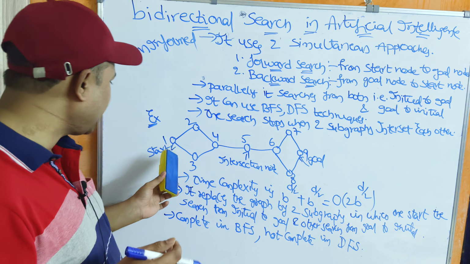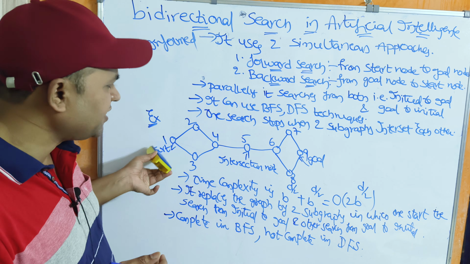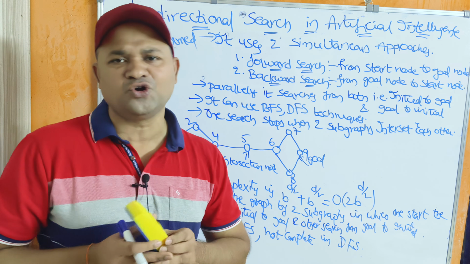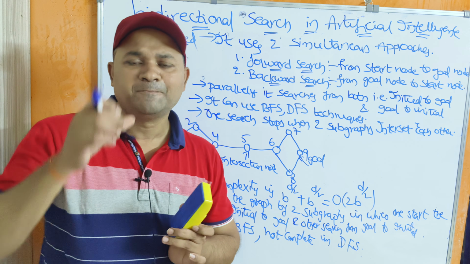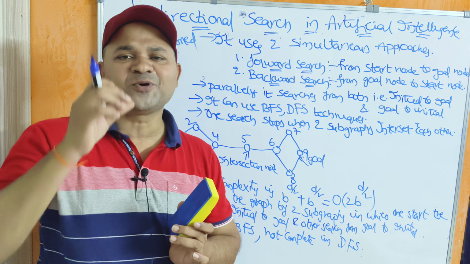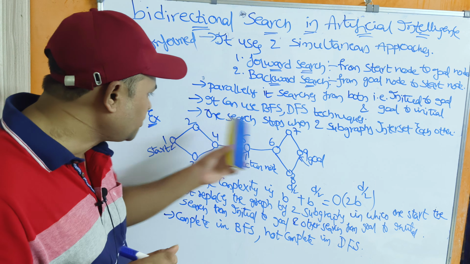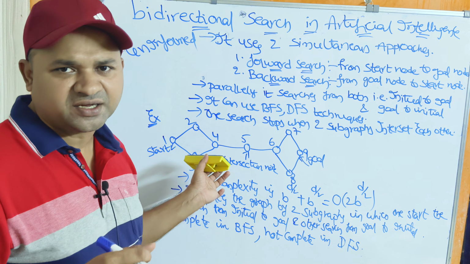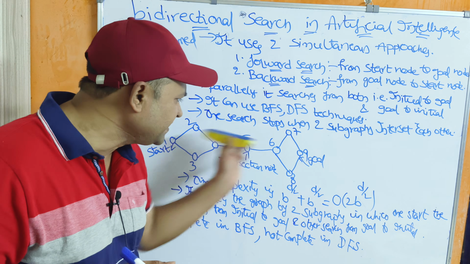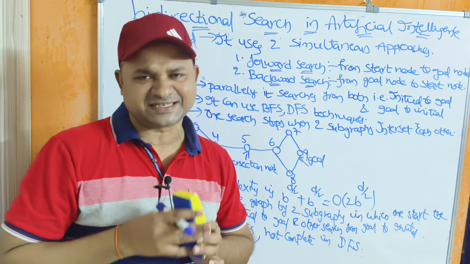So let us take this graph. Let this node be the starting node. Let this node be the goal node. So now what will happen? Parallelly, the search process will proceed from start to the goal and goal to the start. So the search process will be done in both ways simultaneously.